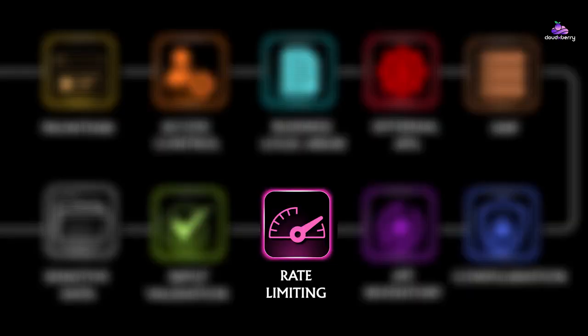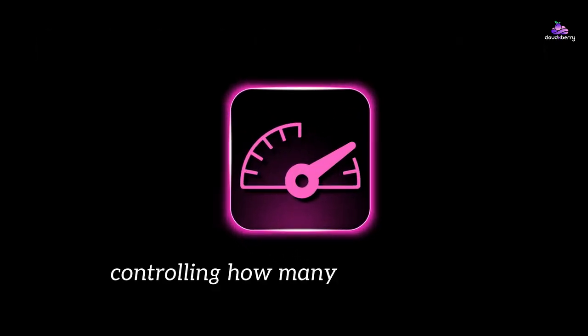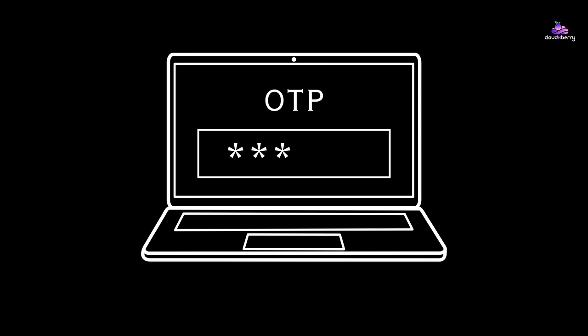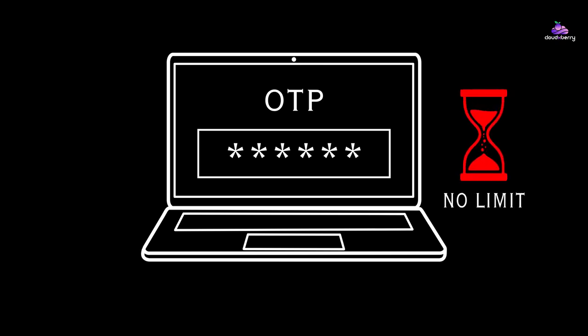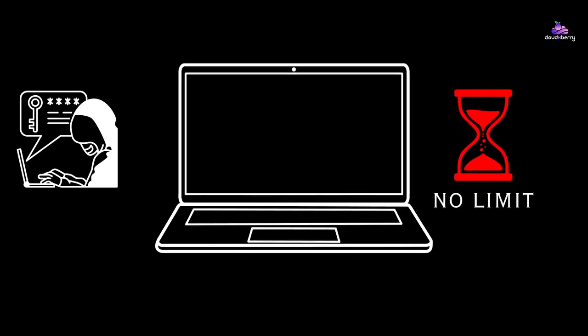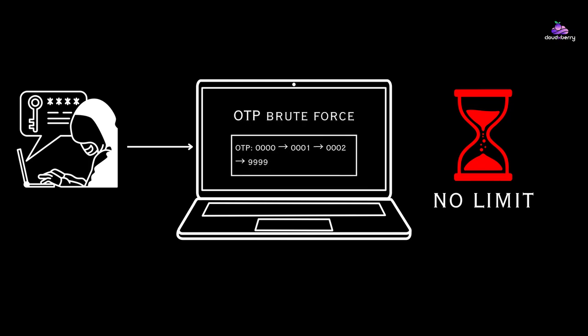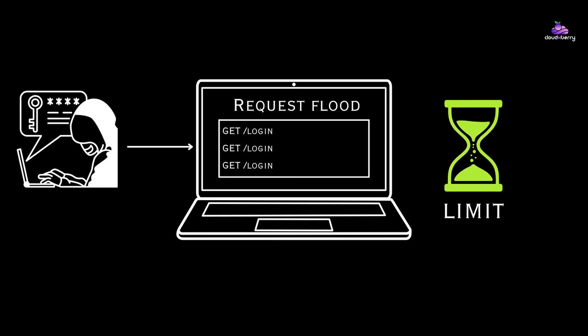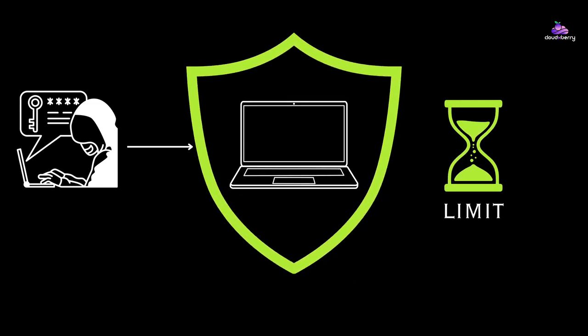Next is no rate limiting. This is about controlling how many requests a user can make. APIs without limits are dangerous. For example, trying thousands or even millions of OTP combinations. Without rate limiting, it might eventually work. Attackers can try multiple passwords, brute force OTPs, or send a huge number of requests. So always limit requests to prevent abuse and protect your system. Because without limits, attackers only need time to succeed.